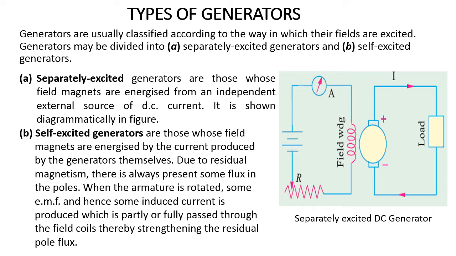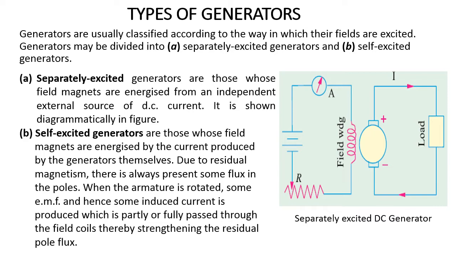It is as shown diagrammatically in the figure. Self-excited generators are those whose field magnets are energized by the current produced by the generators themselves. Due to residual magnetism, there is always some flux present in the poles. When the armature is rotated, some EMF and hence some induced current is produced, which is partly or fully passed through the field coils, thereby strengthening the residual pole flux.